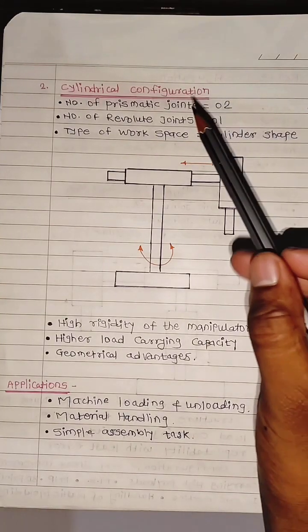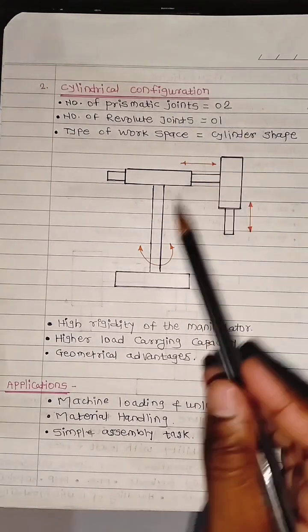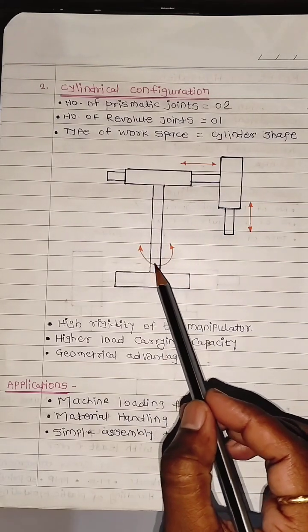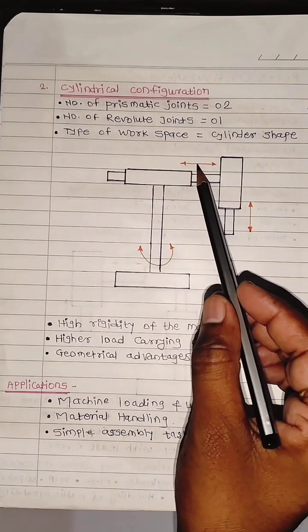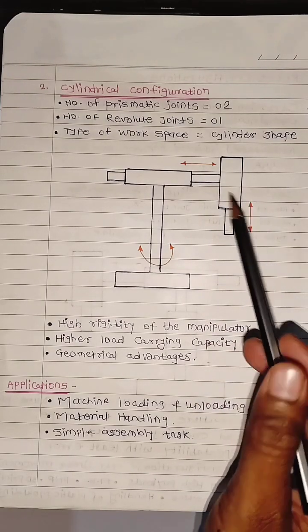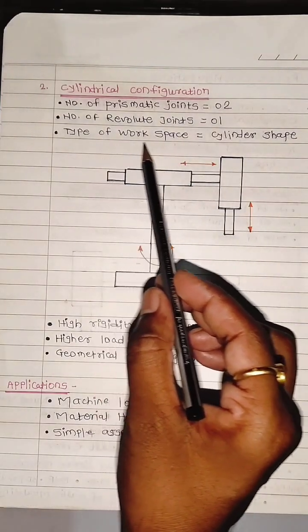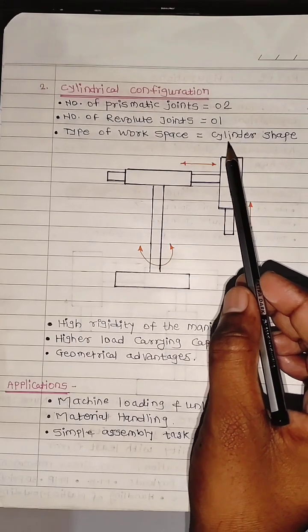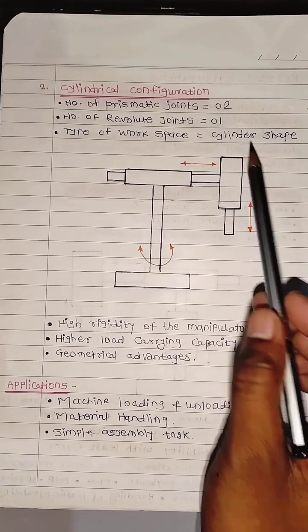Another type of configuration is the cylindrical type configuration. As shown in the figure, the cylindrical configuration consists of one revolute joint and two prismatic joints, meaning the type of workspace is cylindrical in shape. Cylindrical shaped workpieces can be accommodated here.